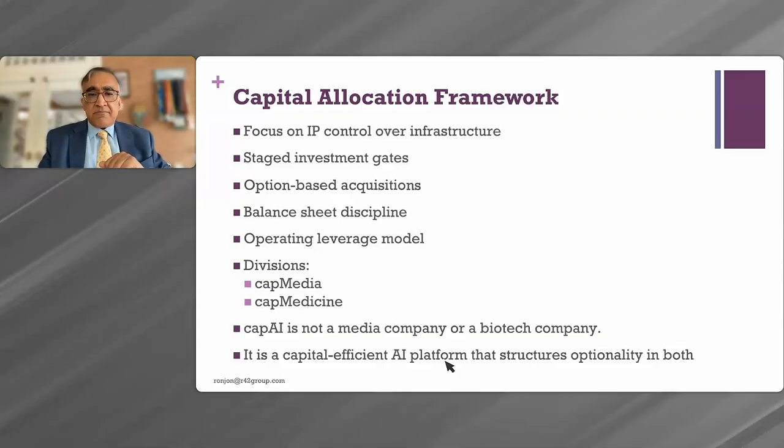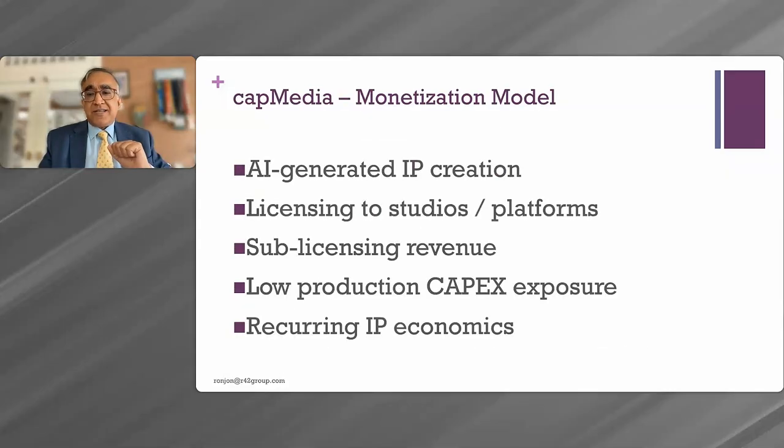So we have two divisions, Cap Media and Cap Medicine. Cap Media is really our content-based AI property. It focuses on AI-driven intellectual property. So with Author 42, which creates publishing IP, we have Movie 42 that extends it to movies, and then Game 42 that thinks about interactive media. But the key is monetization.